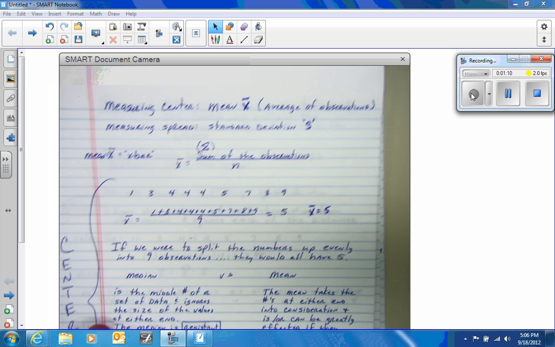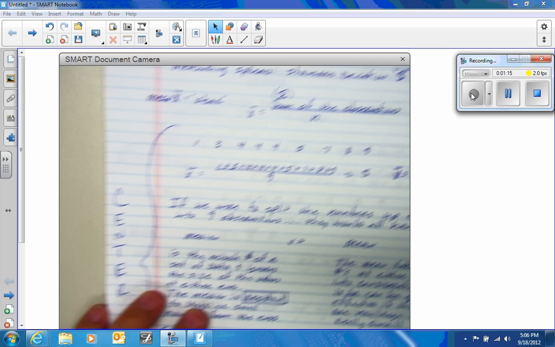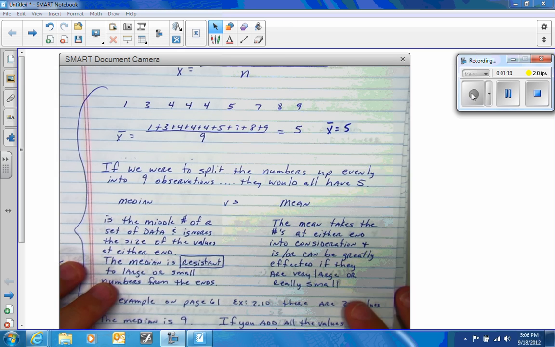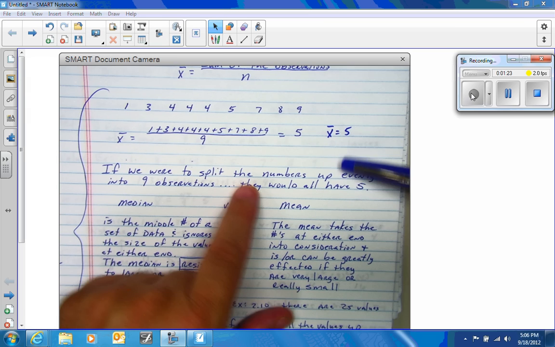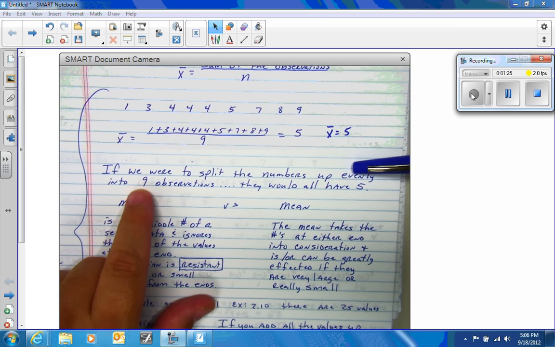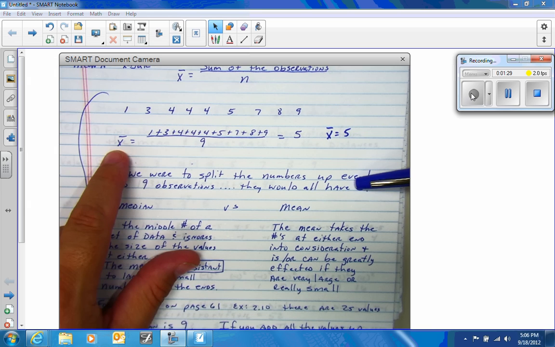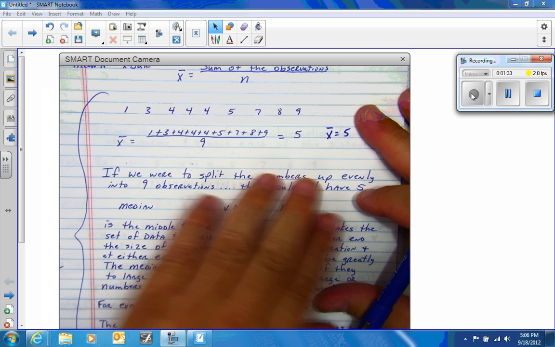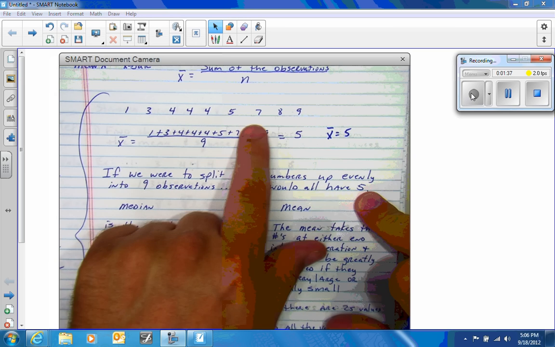Now, this all deals with measuring the center of data. All right, so now watch this. If we were to split these numbers up evenly into 9 observations, they would all have 5. That's what x bar means: if I were to take all 9 observations and divvy up all the numbers evenly, each one of those would tend to be a 5.